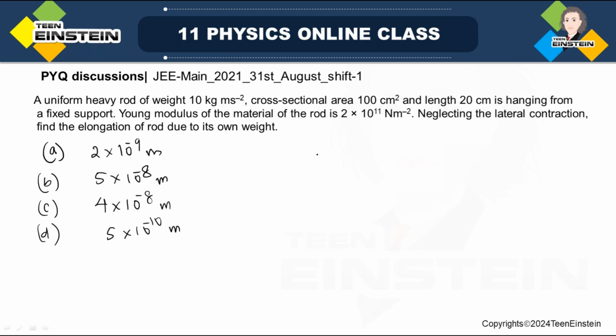Okay, so the question is a heavy rod. It is fixed. Suppose this is a support, it is actually fixed like this. This is a uniform rod, right? So it has uniform cross sectional area. I hope it is somewhat uniform. Anyway, so this has got a length, 20 centimeter.